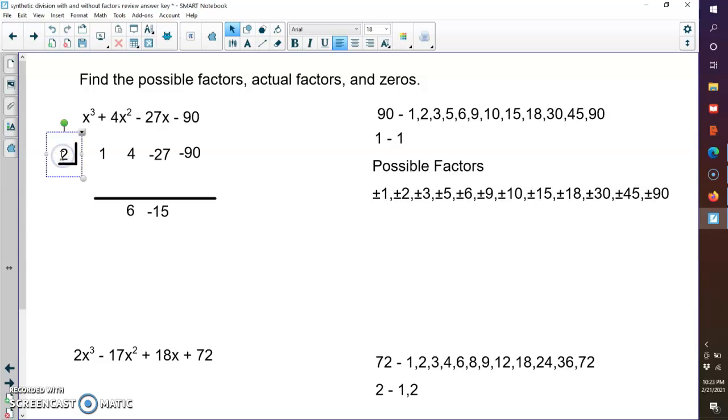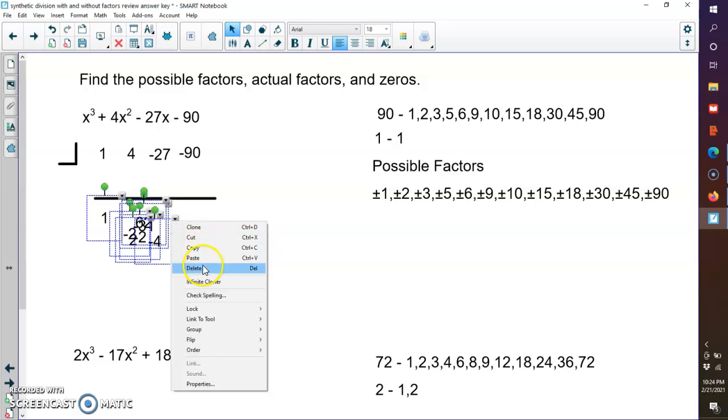All right, let's try negative 2. Get these numbers out of here. All right, we'll bring down the 1. We get negative 2. 4 and negative 2 is 2. 2 times negative 2 is negative 4. End up with a negative 31. Negative 31 times negative 2 is 62. And that certainly does not create a 0. So we can get the negative 2 out of here. Get these numbers out. So that one does not work.